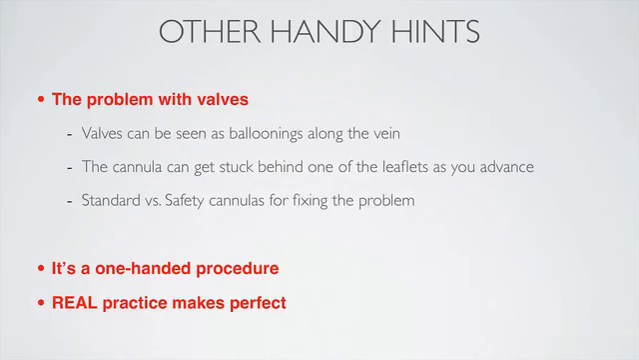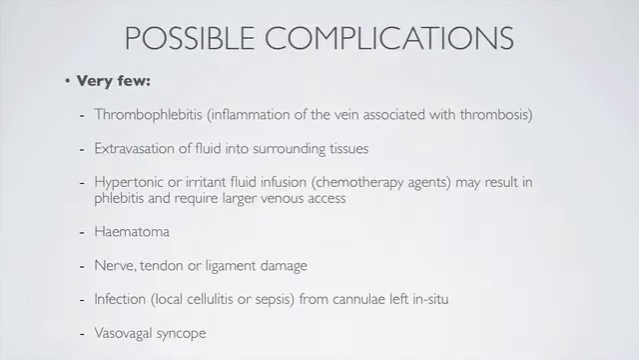So what are possible complications? There are very few complications that can arise from cannulation, but some are thrombophlebitis, so inflammation of the vein associated with thrombosis, and extravasation of fluid into surrounding tissues. Hypertonic or irritant fluid infusion can result in phlebitis, and you may require large venous access. You can get a hematoma, nerve, tendon or ligament damage from cannulating too deeply, infection or local cellulitis, sepsis from cannulae left in situ, and vasovagal syncope.